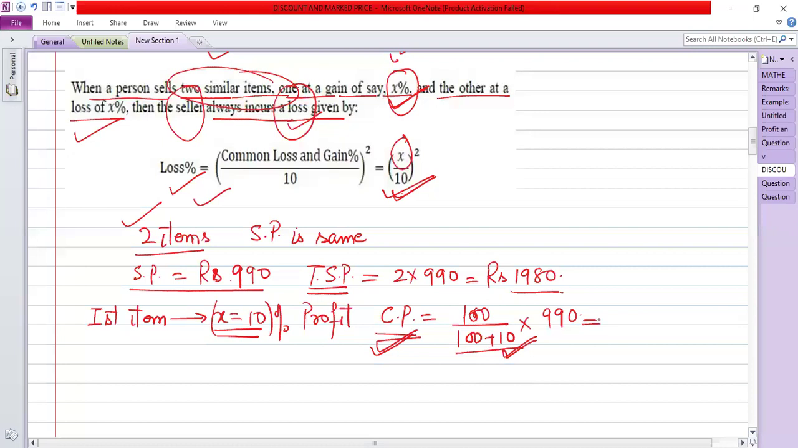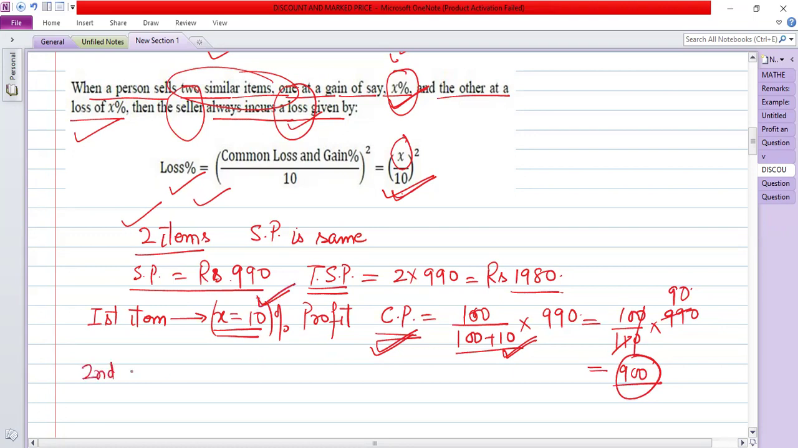So this will be nothing but 100 by 110 into 990. And if someone solves it, it will come out to be 11 and 9. Here, obviously, it will be 90, so it will be 900. So this is the cost price of the item which is sold at, say, 10% profit.